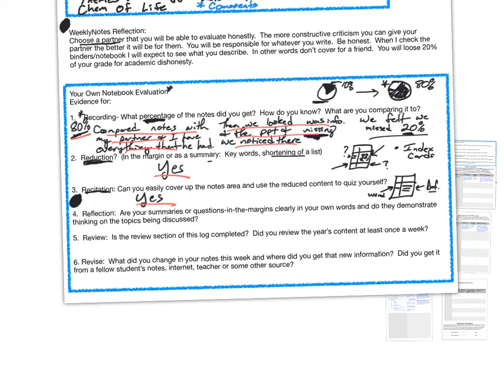So, reflection. Are your summaries or questions in the margins clearly in your own words, and do they demonstrate thinking on the topics being discussed? When I look at your Cornell notes and I see in the margin a question, or I see a summary down here of the notes, the summary being your reflection, some people write summaries as a reduction. It's not really a good reflection. It's just kind of a reduction.